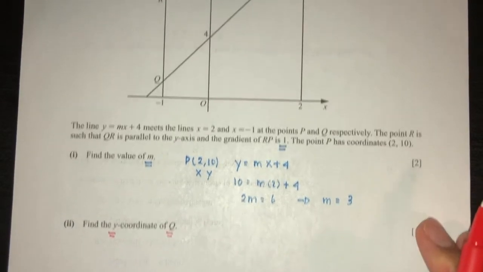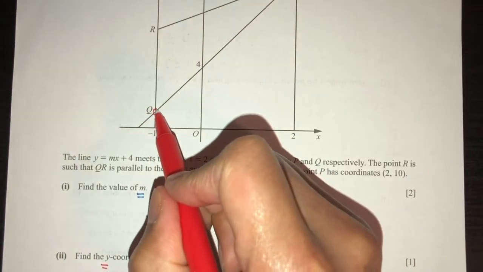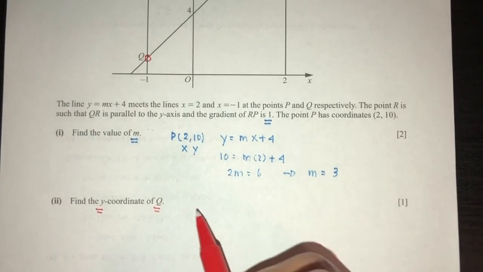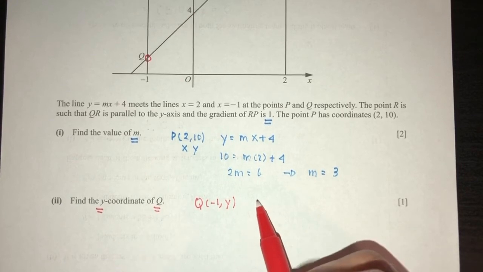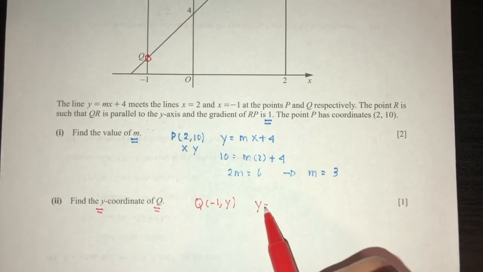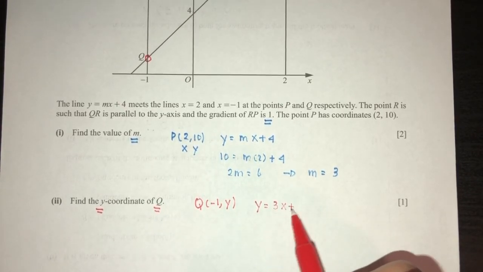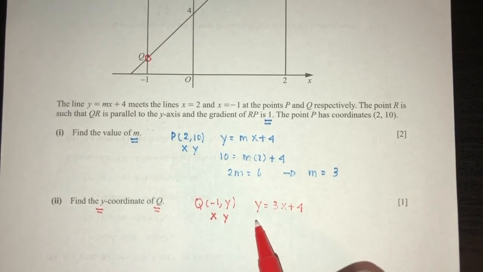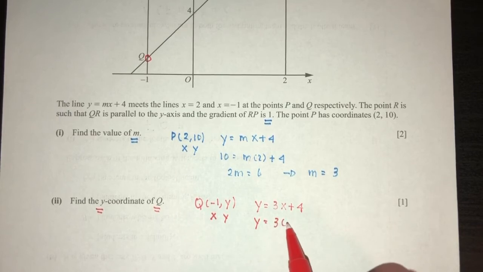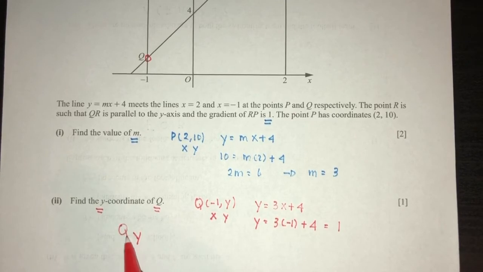Now for part 2, we have to find the y coordinate of Q. Q is right here. You know Q is (minus 1, y), and you know the equation of the line is y equal to 3x plus 4. Replace the values in the equation: y will be 3 times minus 1 plus 4. That will become 1. So Q's y will be 1.